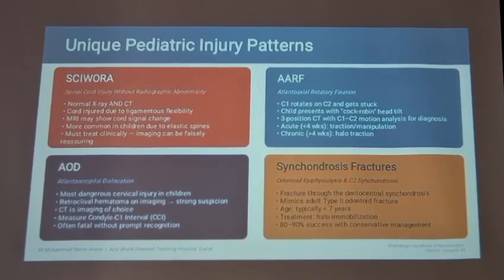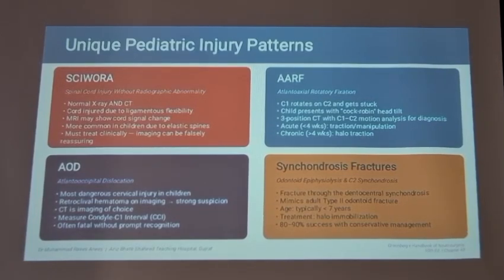The unique pediatric injury patterns are, first, SCIWORA, abbreviated as spinal cord injury without radiological abnormality, which is common in the pediatric spine. It includes a normal X-ray and CT. The cord is injured due to ligamentous flexibility. MRI may show cord signal change, more common in children due to the elastic spine, and it must be treated clinically. Imaging can be falsely reassuring.